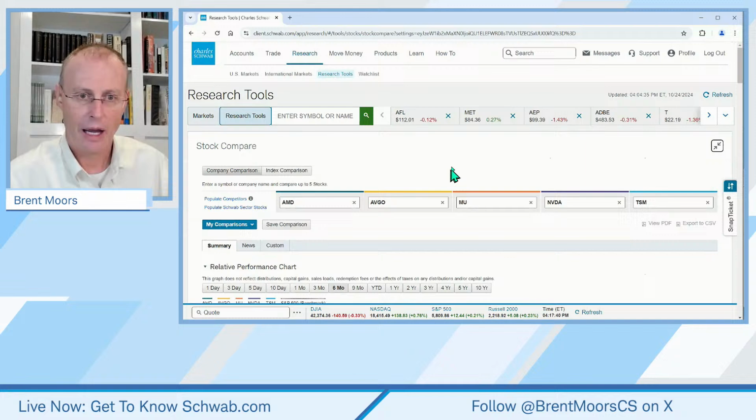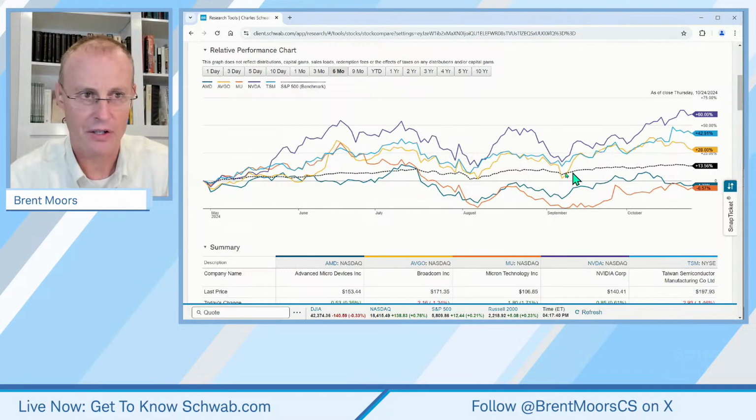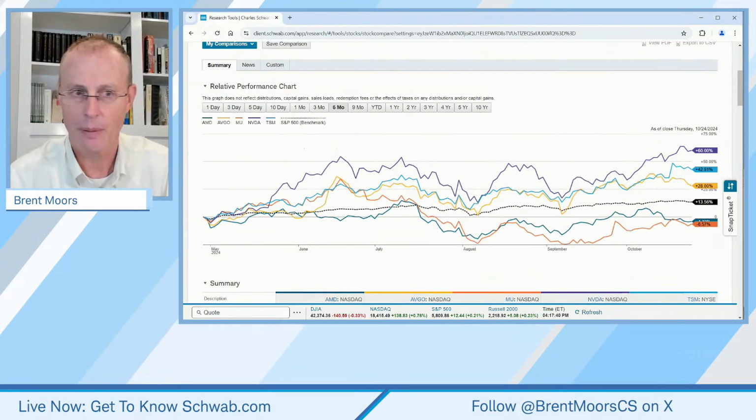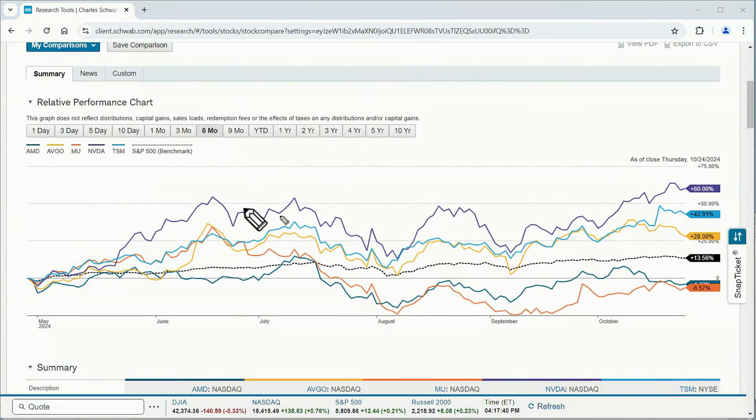Clicked on that. And now, in these nice, neat columns, first of all, I can see the price comparison of these. To figure out the price comparison, you see the lines are color-coded. You can see this light blue, you've got to match that. There's TSM, right? Light blue is TSM. There's the black, and you can do each of these this way. And the dashed line, by the way, is the S&P 500.